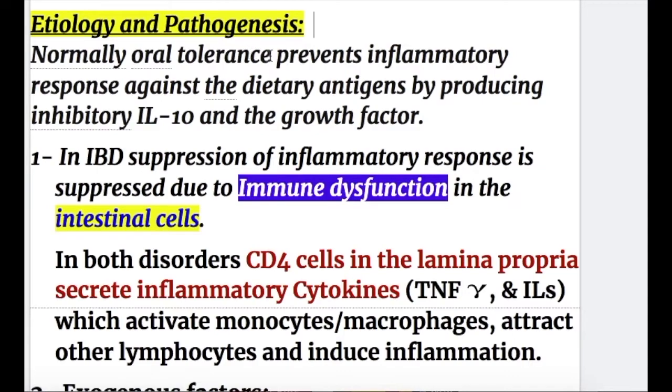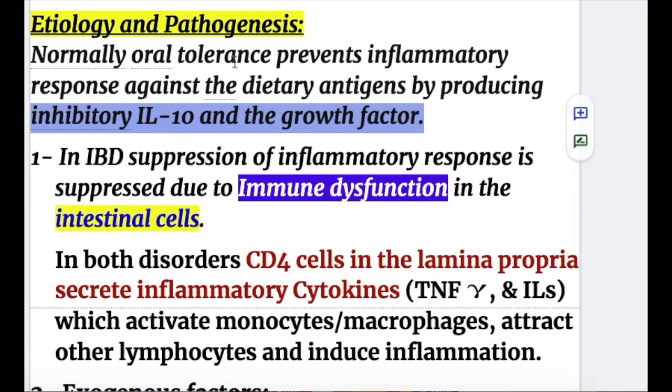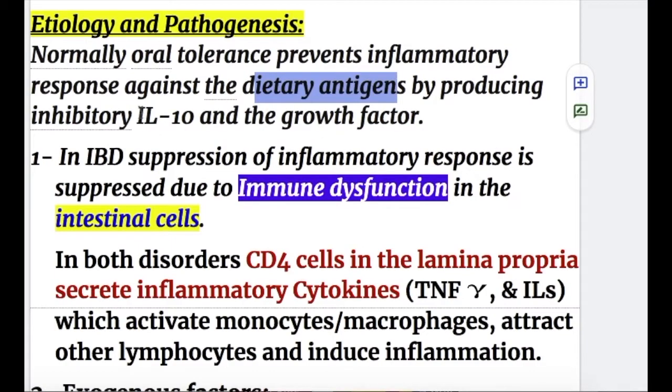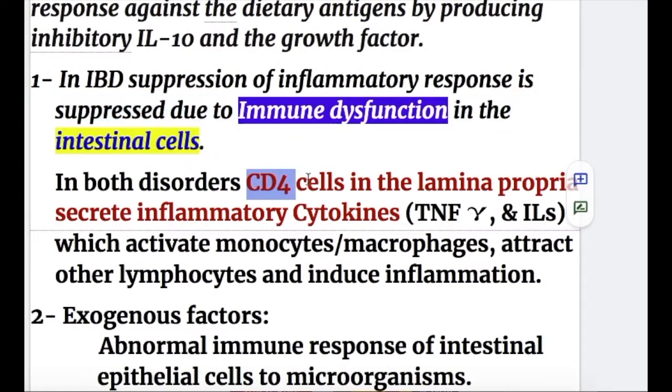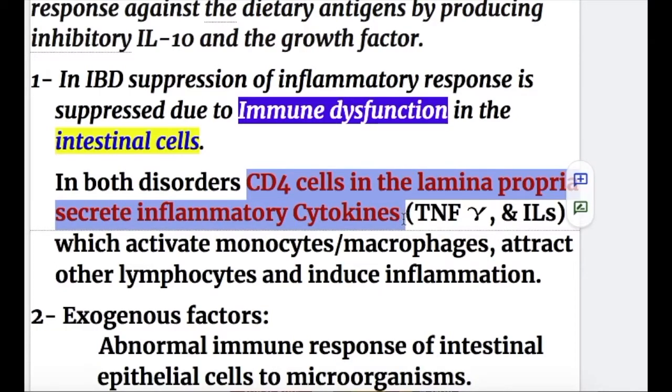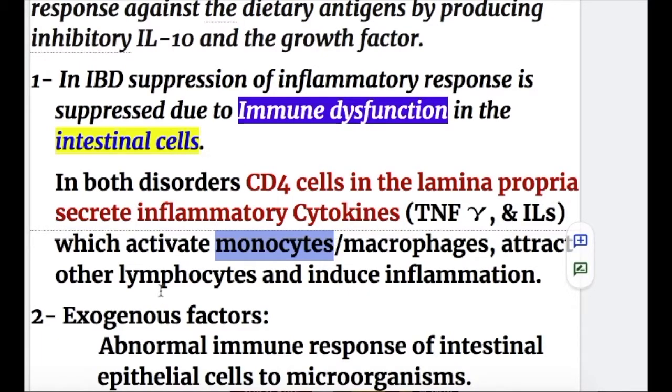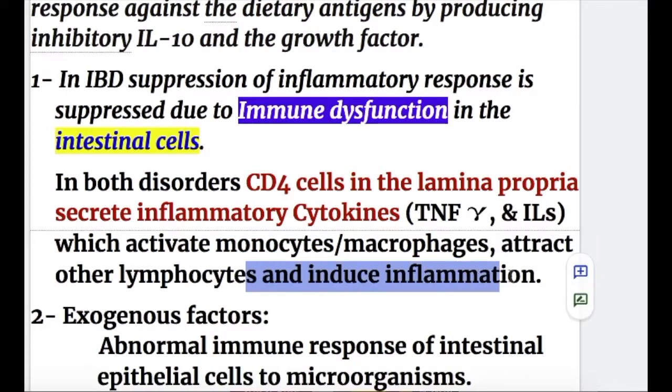Normally, oral tolerance prevents inflammatory response against the dietary antigens by producing inhibitory interleukin 10 and growth factor. In both disorders, CD4 cells in the lamina propria of the intestine secrete inflammatory cytokines, TNF-gamma and different types of interleukins, which activate monocytes and macrophages and attract other lymphocytes and induce inflammation.